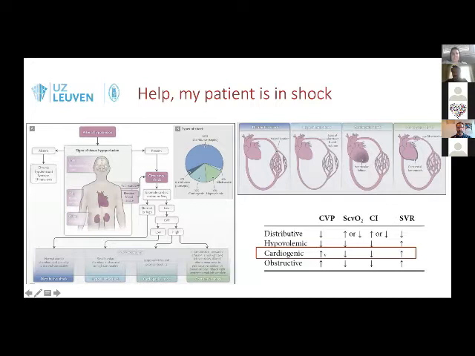Patients who have a decreased cardiac output, rise in preload, low SVO2, low cardiac index, and an increased systemic vascular resistance to try to keep the mean arterial pressure as high as possible in the shock state.